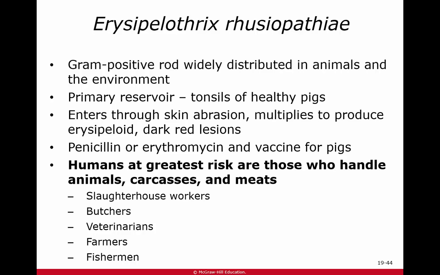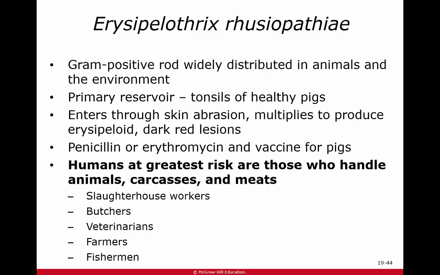Erysipelothrix rhusiopathiae. These are gram-positive rods. They're found in animals and in the environment. Now, this is weird. The primary reservoir is the tonsils of healthy pigs. They enter through skin abrasions. They multiply to produce erysipeloid, or dark red lesions.